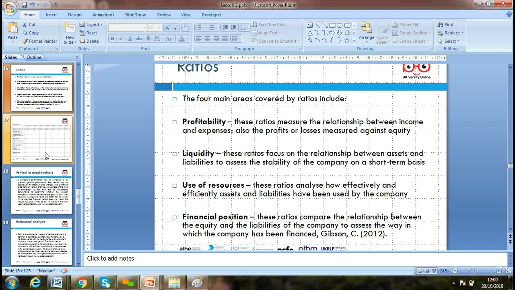Liquidity is a company's short-term assets and liabilities: current assets divided by current liabilities. So we can calculate all these ratios by using the formulas. I'm going to show you on the next slide.